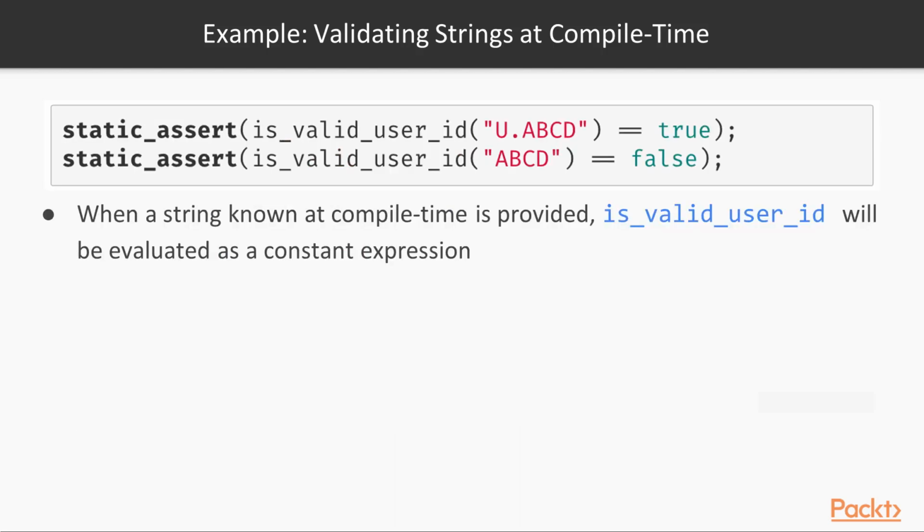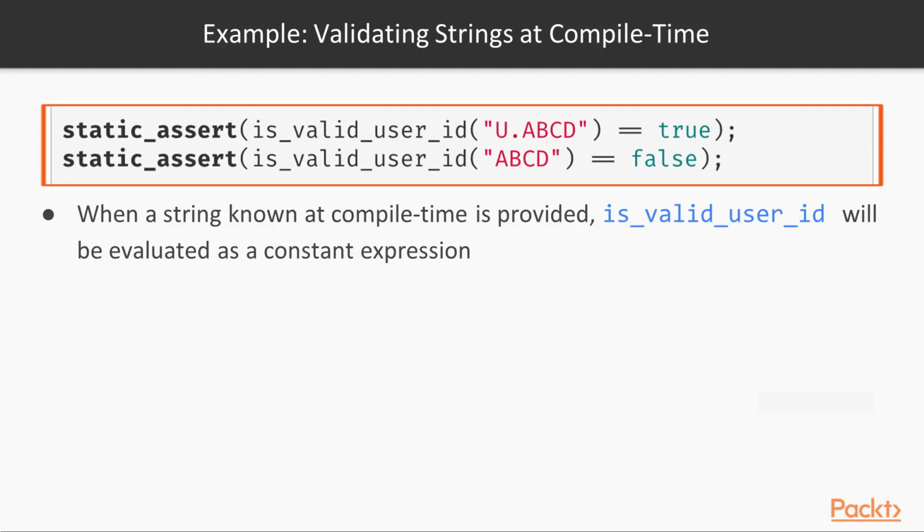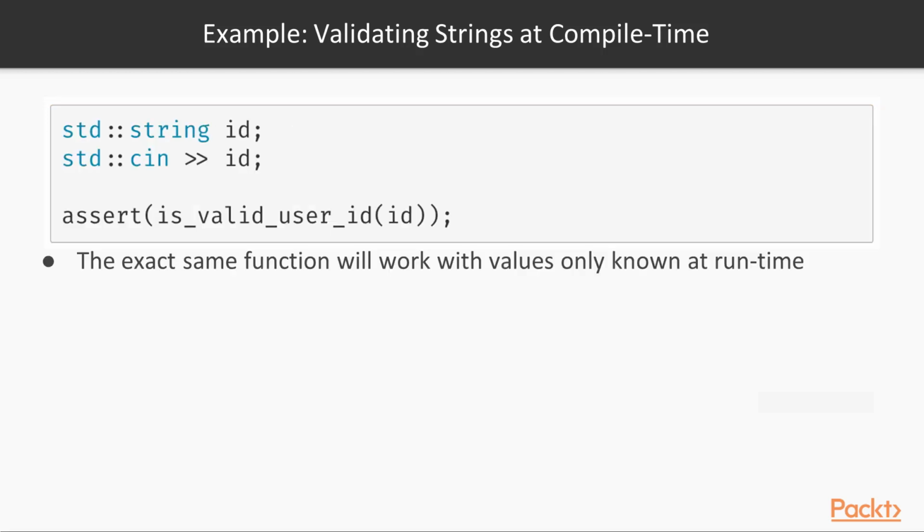allowing you to use it both at runtime and compile time. Again, we can see that using static_assert is allowed here, and we can verify that a string beginning with U and a dot is indeed a valid user ID, and a string that doesn't begin with that prefix is not a valid user ID. The exact same function will also work with values that are only known at runtime. If we use std::cin to read a string from the terminal, then we will be able to use assert and call isValidUserID. This will allow us to have a single implementation that works with any type that behaves like a string, both at runtime and compile time.